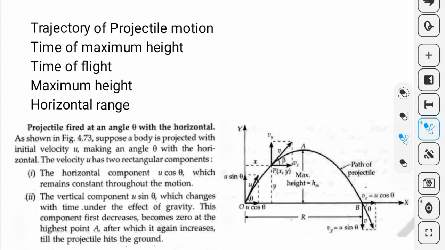Hello everyone. In this video, we will find the trajectory of projectile motion. Then we will find the expression for time of maximum height, then time of flight, then maximum height and the horizontal range. So let's start.